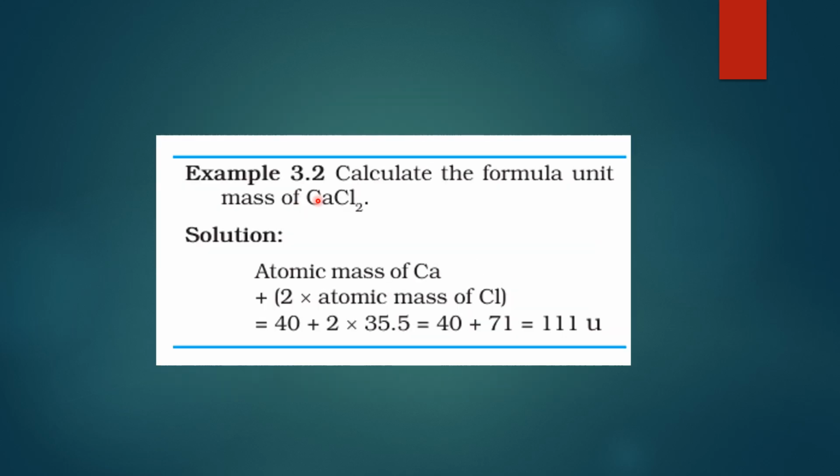So here's the numerical. We have to calculate the formula unit mass of CaCl2. So it will be like calcium. Calcium का कितना होता है? 40 units. ठीक है? क्लोरीन का कितना होता है? 35.5 और 2 atoms है तो 2 से मल्टीप्लाई हो जाएगा. So total becomes 111 units.